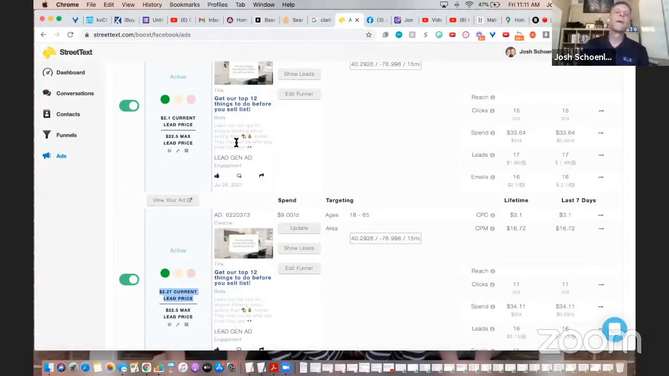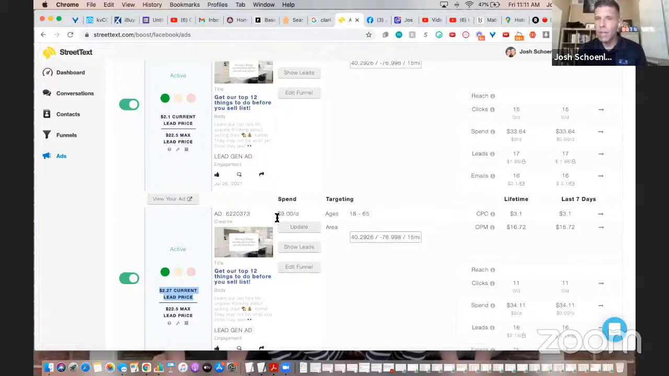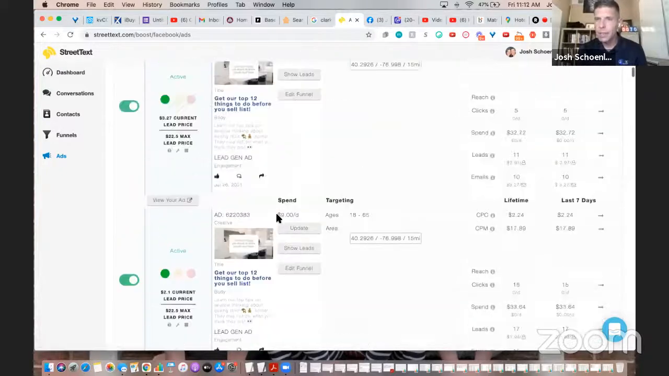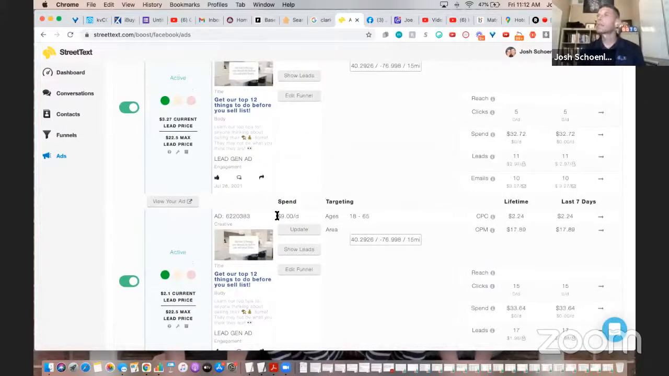Pretty cool stuff. But as you can see here, I've generated 17, 16, 11. So 16 plus 17 is 33. 44 leads, 44 seller leads since Monday.